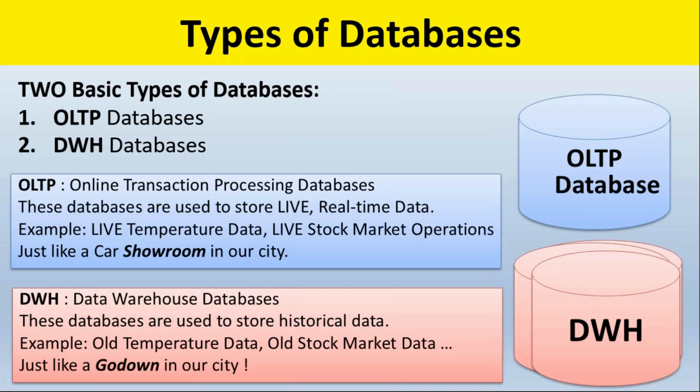Types of databases. To understand the installation process tomorrow, and also to understand our profile planning options in future, we need types of databases. OLTP, online transaction processing database. These databases store live real-time data. To store live real-time data like live temperature, live stock market, live cricket match, anything live, OLTP.